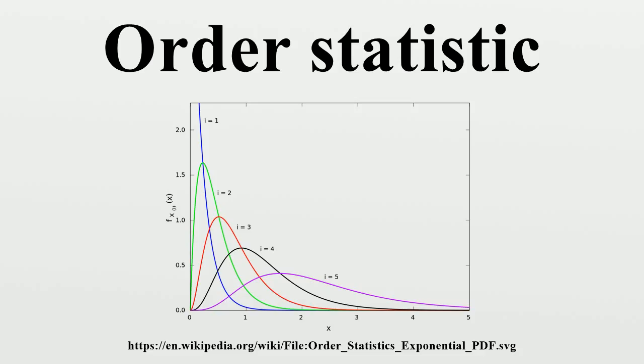and other sample quantiles. When using probability theory to analyze order statistics of random samples from a continuous distribution, the cumulative distribution function is used to reduce the analysis to the case of order statistics of the uniform distribution.